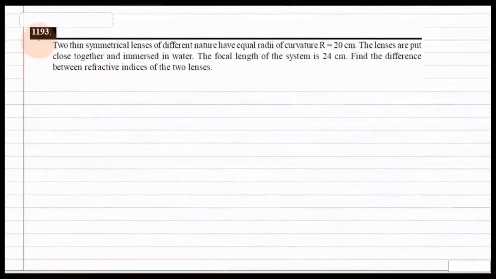Hello students, now we will discuss question number 1193. In the question it is given that two thin symmetrical lenses of different nature have equal radius of curvature 20 centimeter. It is given that the lenses are thin and symmetrical, but they have different nature.